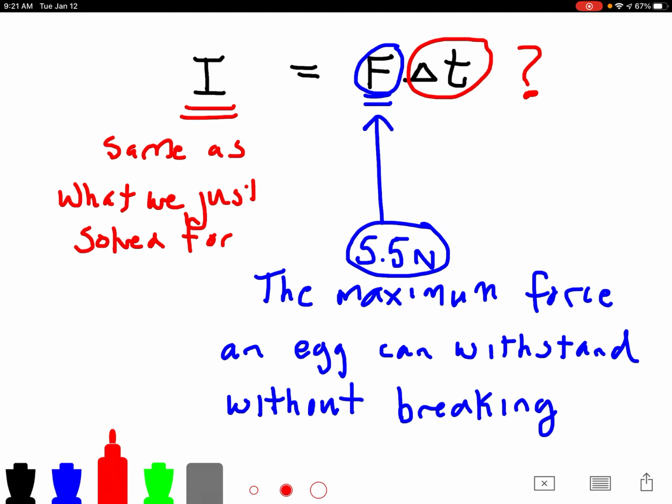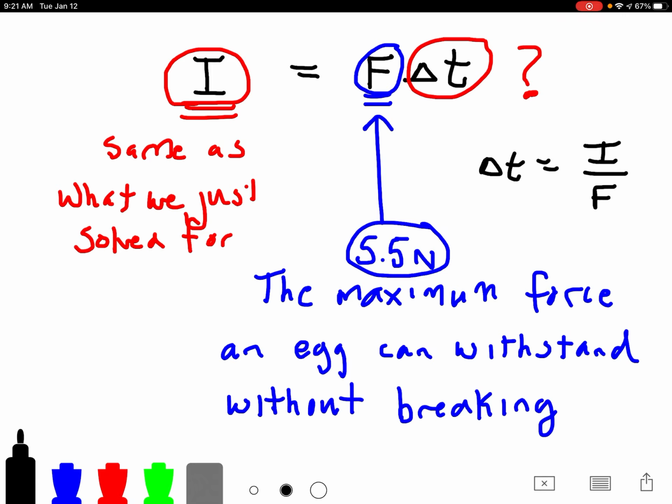So by putting that 5.5 in here, and since we know I, we can just divide here for delta t. That's just going to end up being delta t equals I over F. And then we can get around, this must have been at least how long it took. It could have taken longer, but that delta t will be the minimum impact time that we must have come to a stop with. All right, and again, we know I because we just solved it in the last part, and we're just going to plug in 5.5 for F because that's the maximum force an egg can withstand without breaking. And that is how you do all three of your calculations.